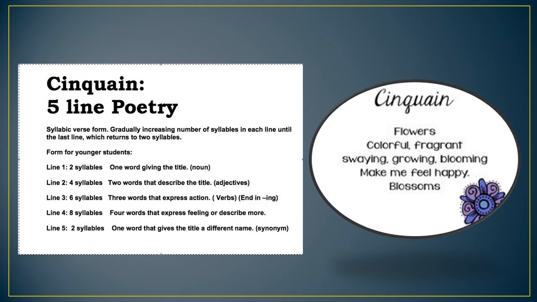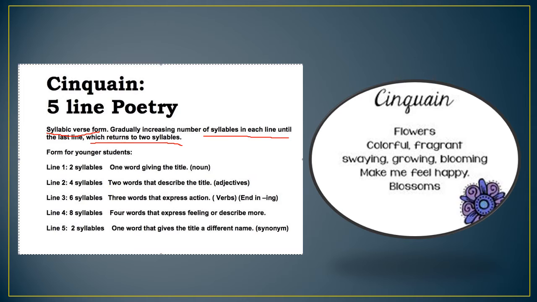All right. Next is the cinquain poem. If you can still remember, a cinquain is a five-line stanza poem. A cinquain poem is a syllabic verse form, gradually increasing the number of syllables in each line until the last line, which returns to two syllables. This is a popular poem for kids because it's easy to make.